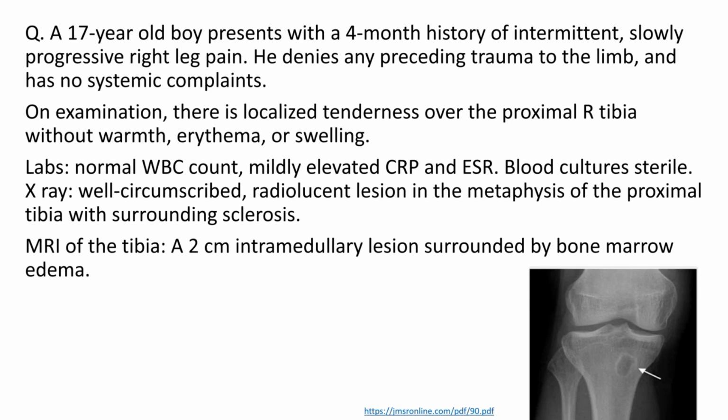A 17-year-old boy presents with a history of intermittent, slowly progressive right leg pain. He denies any preceding trauma to the limb and has no systemic complaints. Exam shows localized tenderness over the right tibia without warmth or swelling. Labs show a normal white blood count, mildly elevated CRP and ESR, and sterile blood cultures. X-ray shows a well-circumscribed lucent lesion in the metaphysis of the proximal tibia with surrounding sclerosis. MRI shows a 2 centimeter intramedullary lesion of the bone marrow.